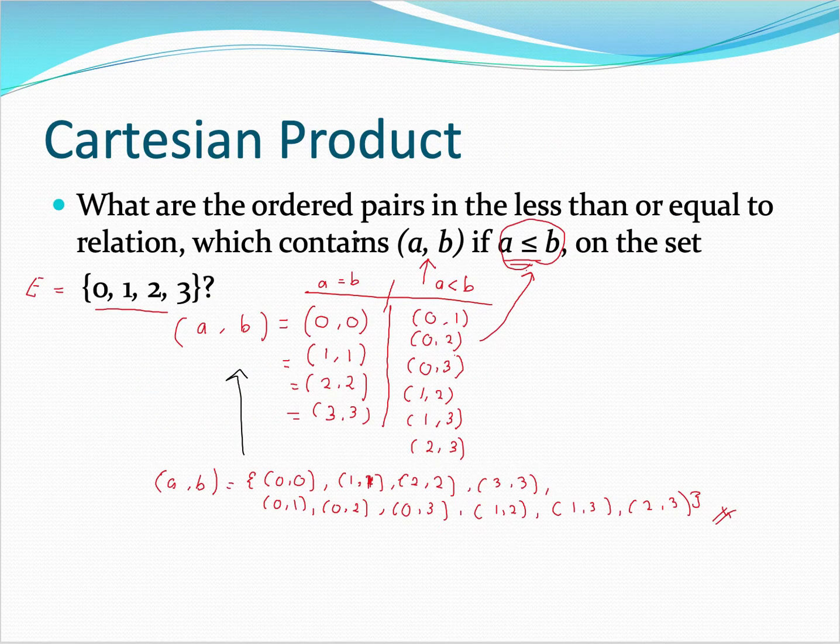Next example: what are the ordered pairs in the less than or equal to relation, which contain (a, b) if a is less than or equal to b, on the set {0, 1, 2, 3}? So here we have a relation on a and b. In this relation, you can see we actually have two different cases: the case where a is equal to b, and the second case where a is less than b.